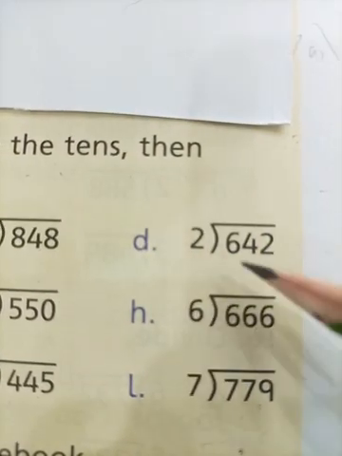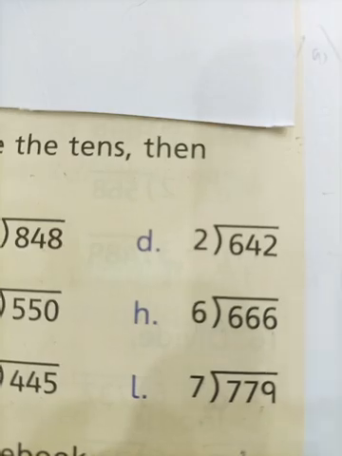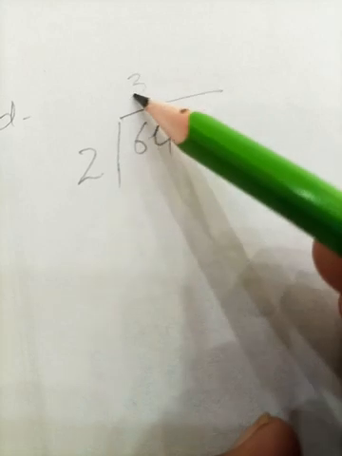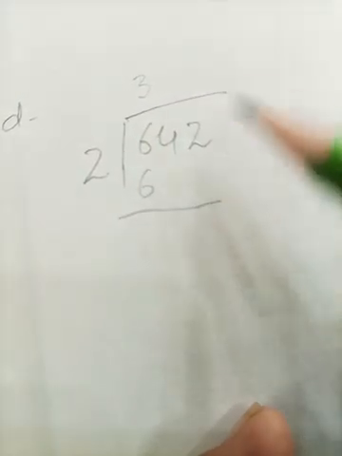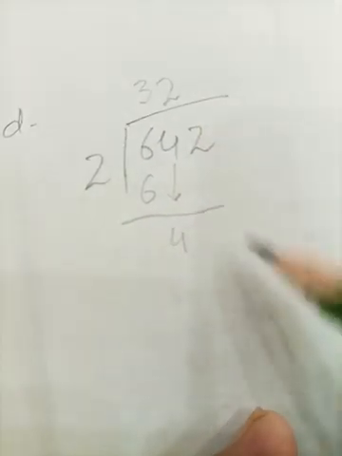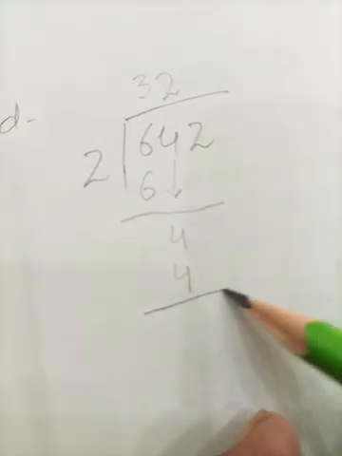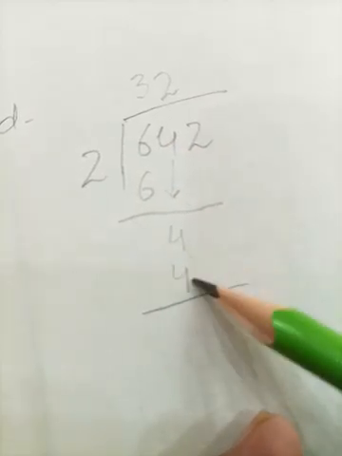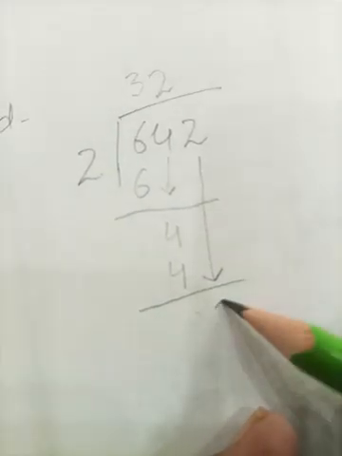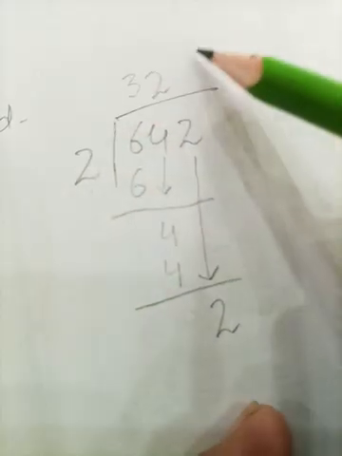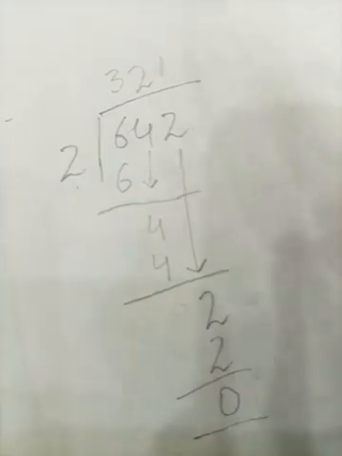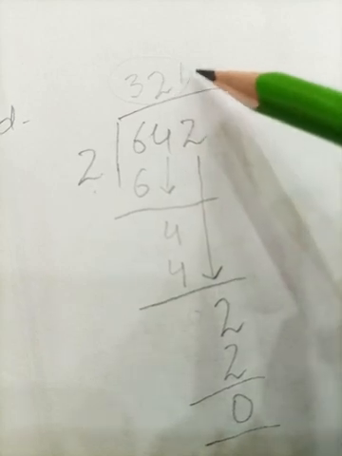Next part is D, in which we are going to divide 642 by 2. Here is our question. We will divide our hundreds first: 2 3s are 6. Then our tens come down here: 2 2s are 4. Very good. Next is subtraction. When we subtract it, the answer is 0. So we are taking our ones here. Now divide it: 2 ones are 2. Very good, and our remainder is 0. So we have solved it. Our quotient is 321.